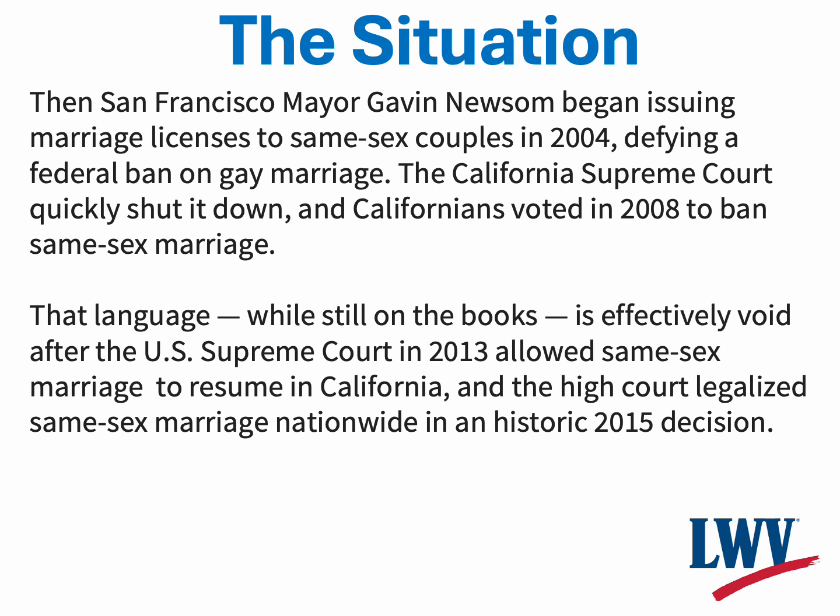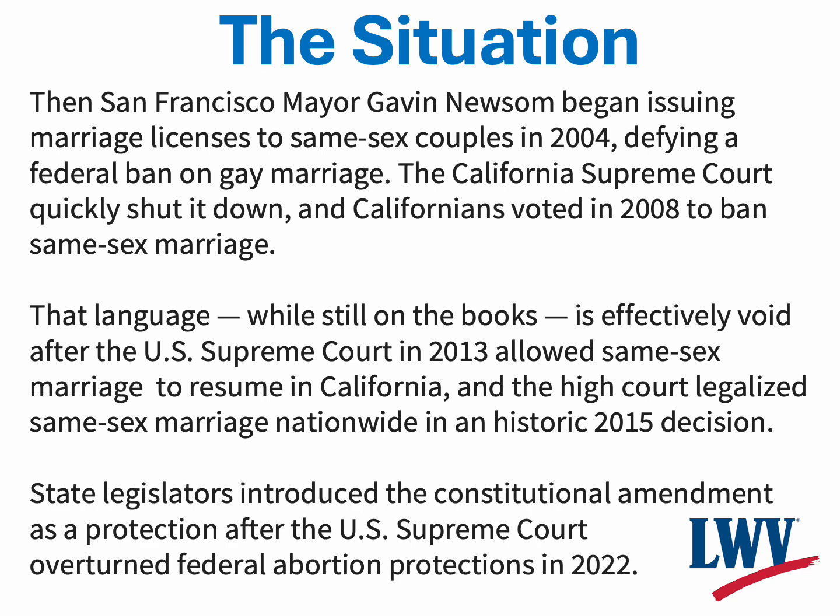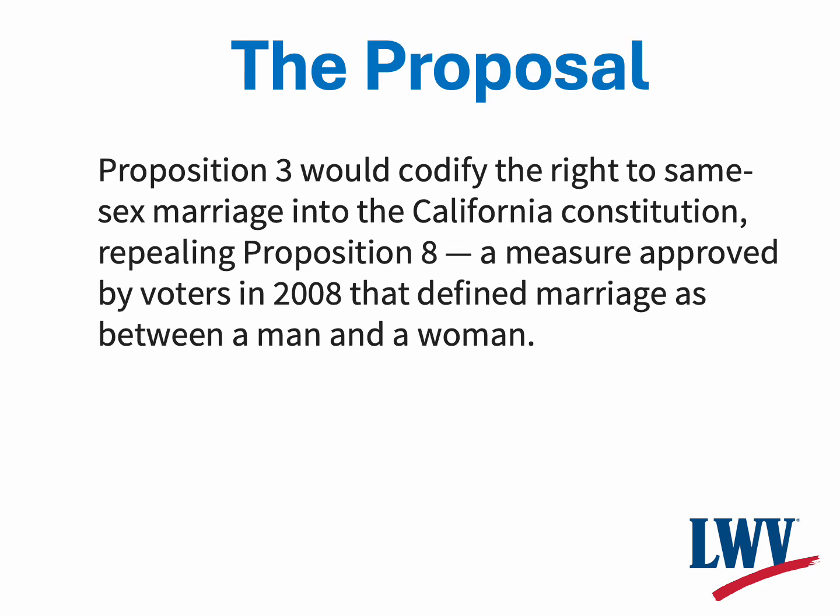So, now our legislators in Sacramento have introduced this amendment to proactively codify this protection in the wake of recent rulings by the Supreme Court that have overturned federal abortion protections. So now we get to the proposal. This proposition would add permanent language to the Constitution that would guarantee the right to same-sex marriage. This would also overturn a previous proposition passed in 2008 that had specifically defined marriage as a union only between a man and a woman.